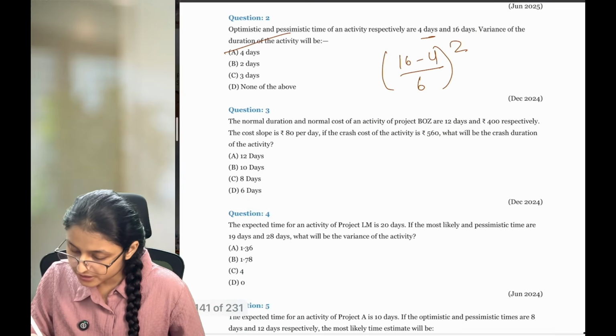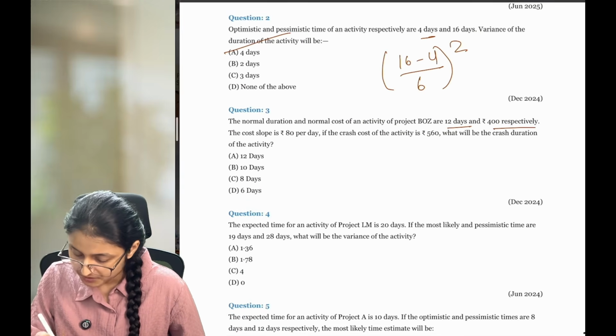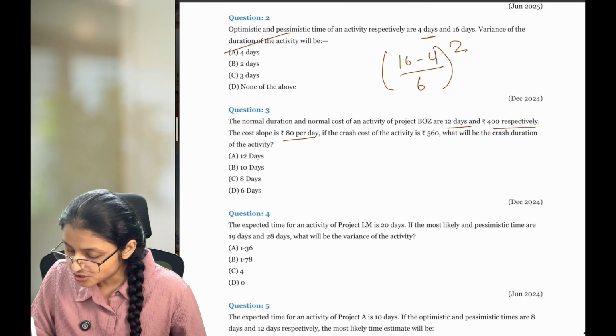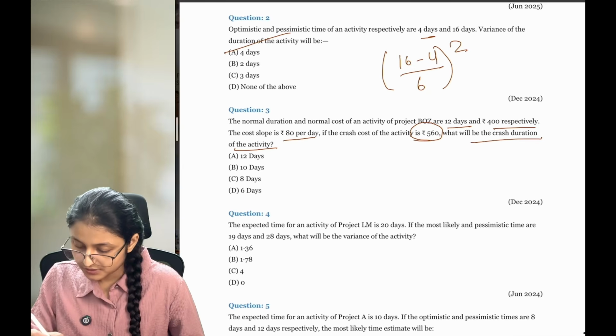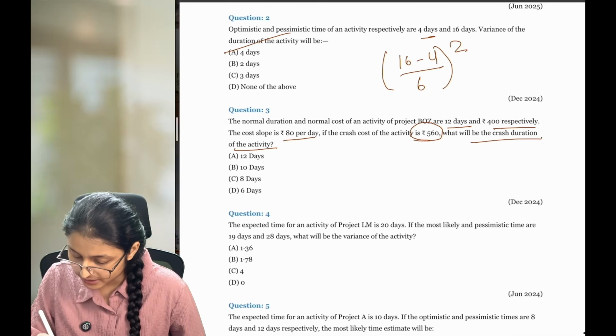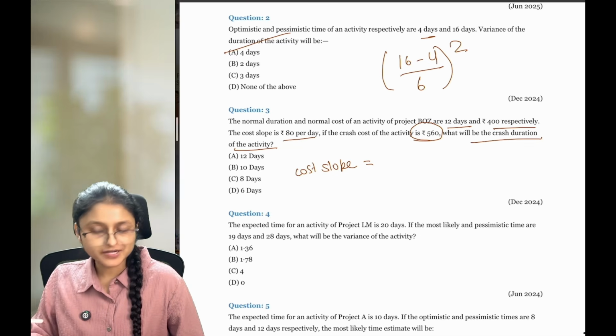Now, the normal duration and normal cost of a project of BOS are 12 and 400. Cost slope is given to you. If the crash cost of the activity is 560, what will be the crash duration of the activity? We need to calculate crash duration. How to calculate? So first, what is the formula for cost slope? How we calculate the cost slope?